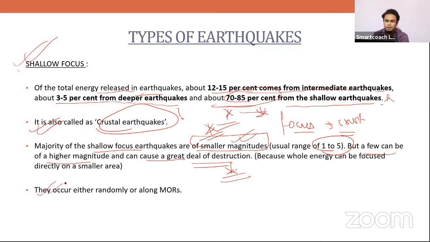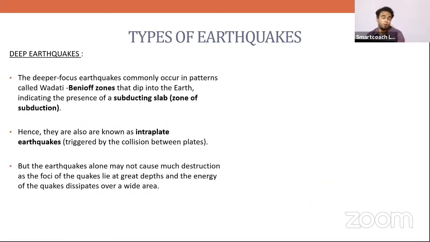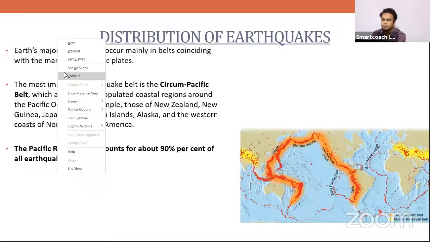So they occur either randomly, or they are found along mid oceanic ridges. Now, what are mid-oceanic ridges? We have already understood this, right? These are the areas where the ocean is originating. Fine. So shallow focus earthquakes either occur randomly or are found along mid oceanic ridges. All right. Next, let us talk about deep earthquakes or deep focus earthquakes.